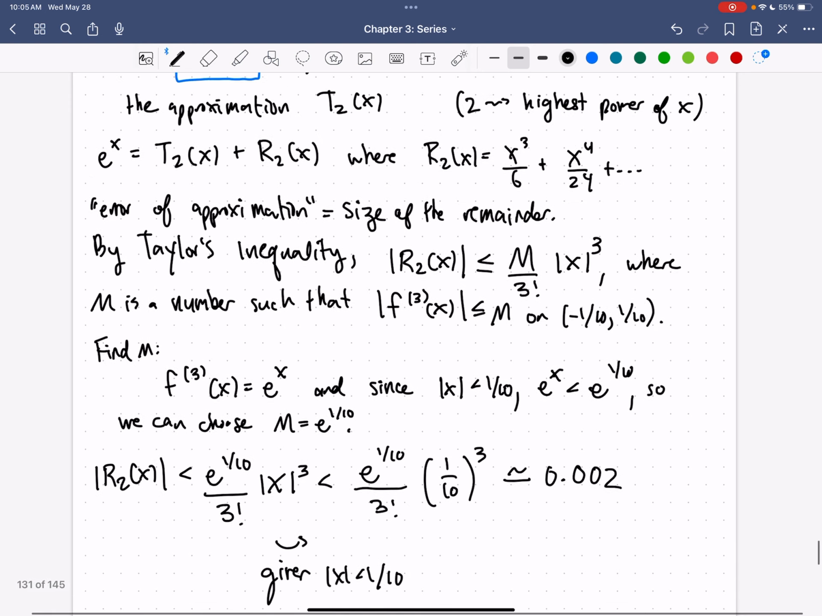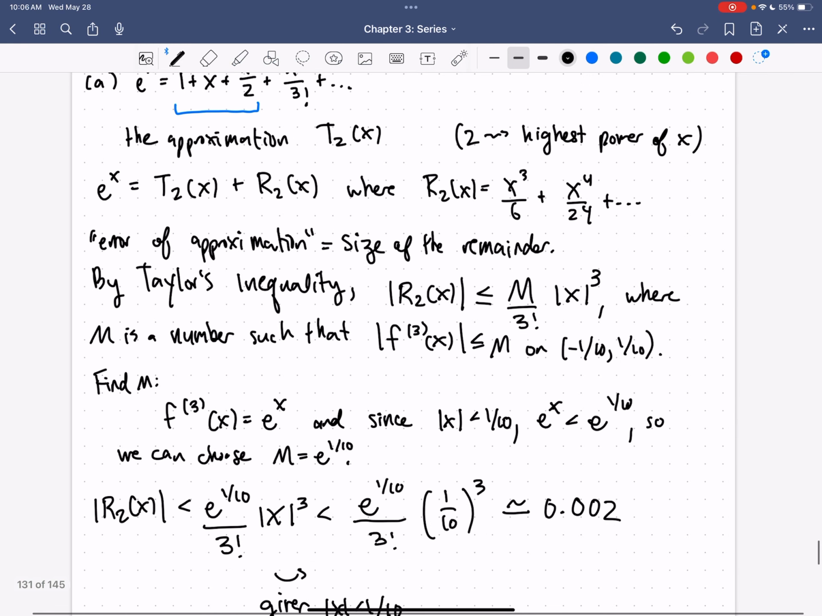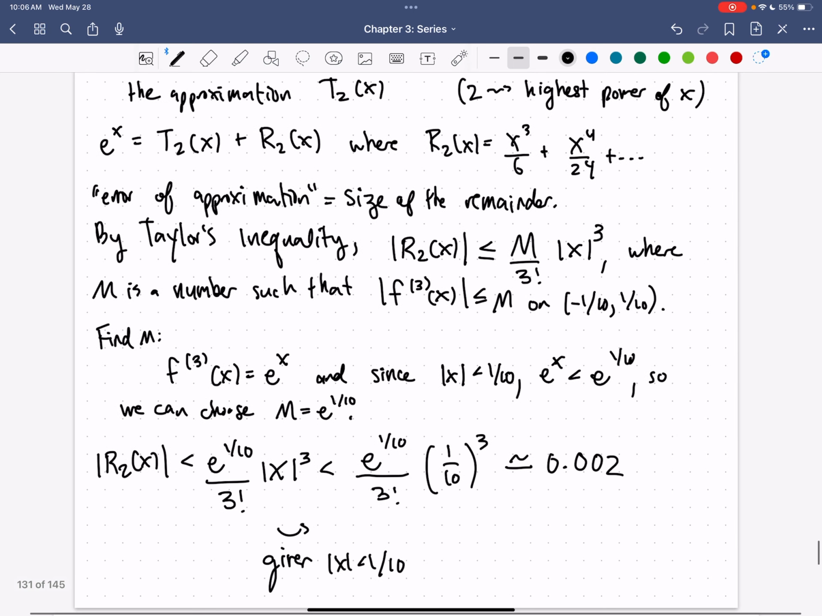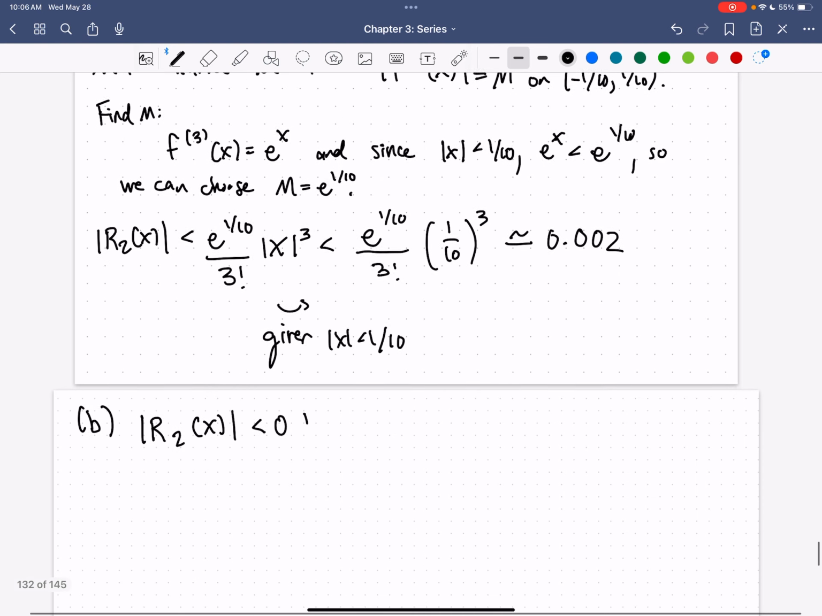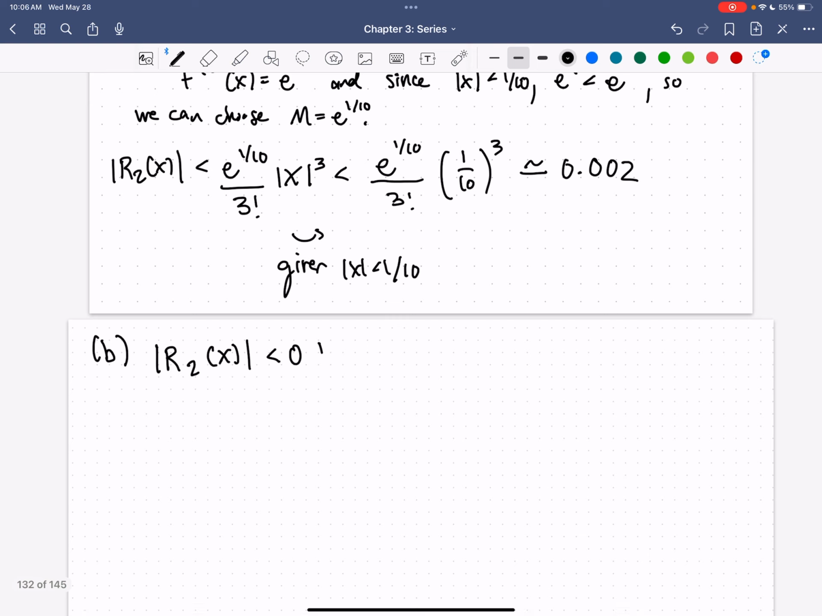So approximating the exponential function just with that quadratic polynomial, as long as we're only looking at x values within that little interval, it's a pretty good approximation. So that's cool. Then here, I guess I'd started erasing it or something.